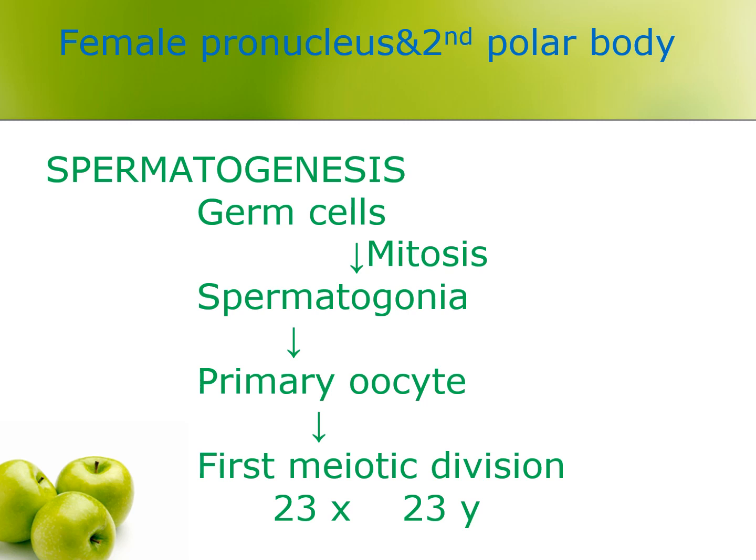But in the case of the oogonia, we have seen only one daughter cell is formed, and along with that a polar body is formed. But here two daughter cells are forming, so two sperms will be developing.